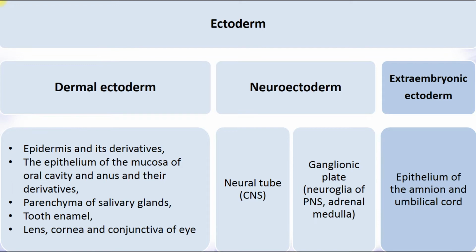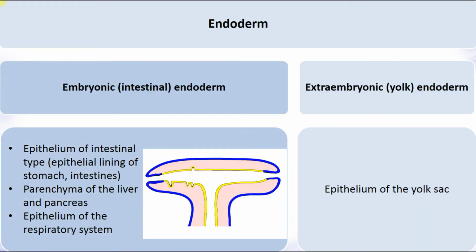Enamel of teeth develops from ectoderm because teeth develop in the embryonic oral cavity. And also lens, cornea, and conjunctiva of eye develop from ectoderm. Neuroectoderm forms nervous system. It includes neural tube and it develops into CNS, central nervous system. And also there is ganglionic plate which will form neuroglia of peripheral nervous system and medulla of adrenal glands. These are the main structures which develop from ectoderm.